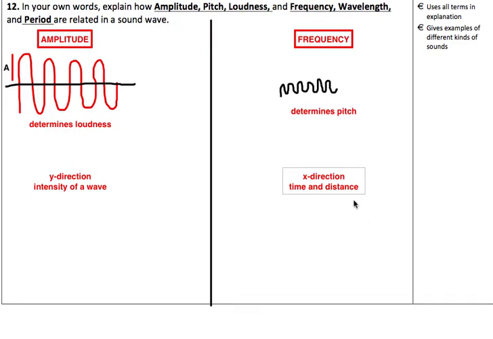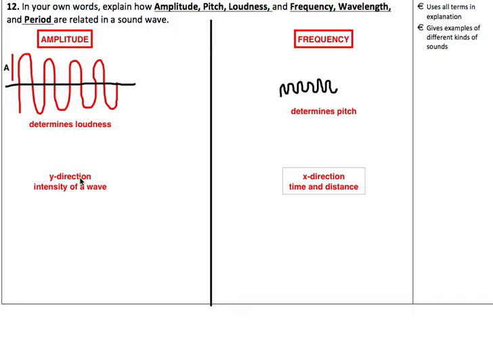And then the x direction. The x direction involves time and distance. So the y direction in most cases is just going to determine the intensity of a wave. So if you have a speaker and it's vibrating a lot or in a very intense motion, there's a larger back and forth motion, that would be a greater or higher amplitude of the sound wave.